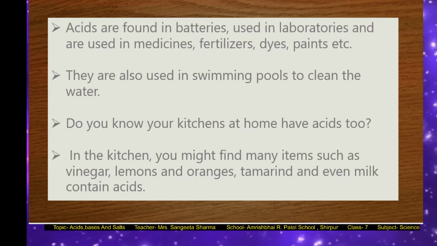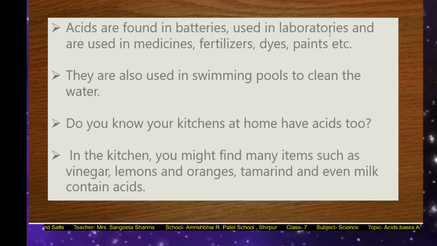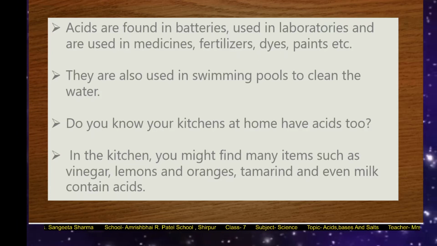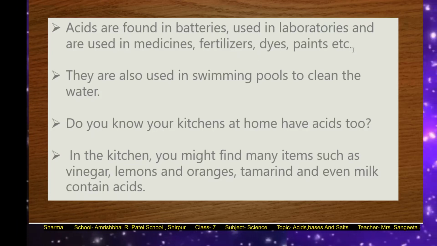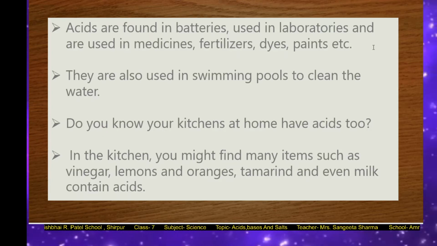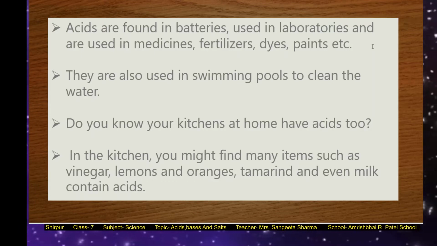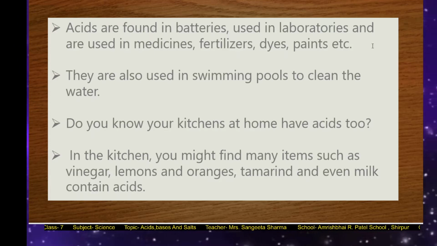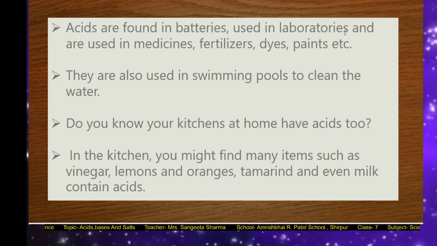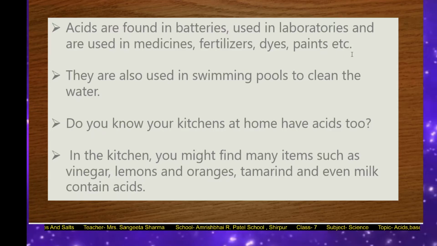So where are acids found? Acids are found in batteries, used in laboratories like your chemistry lab, and are used in medicines, fertilizers, dyes, paints, everywhere in our surroundings. We use these acids for different purposes. We have different types of acids. Some are mild, some are strong. We use acids in the laboratory, in dyes, in paints, in fertilizers, and in many other products.